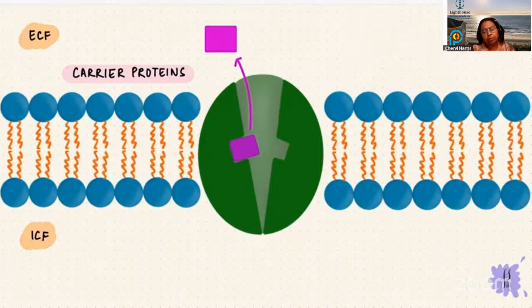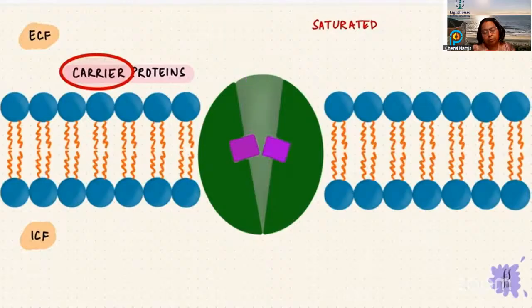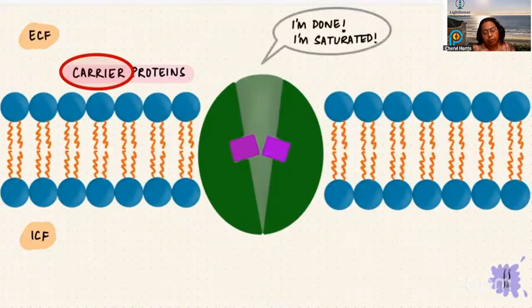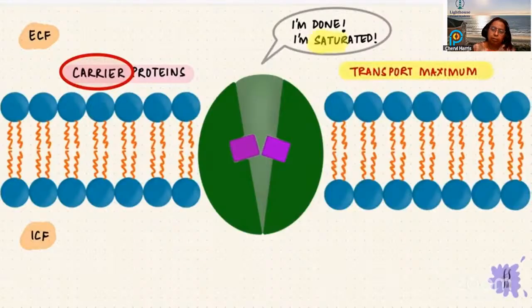Amino acids also use carriers to move across the membrane. This kind of carrier-mediated transport can get saturated, which means after a while, as the concentration increases, all the binding sites fill up. So it can't transport anymore. The rate of transport has reached its maximum, and this is called the transport maximum. This kind of saturation wouldn't happen with simple diffusion because there's no carrier.